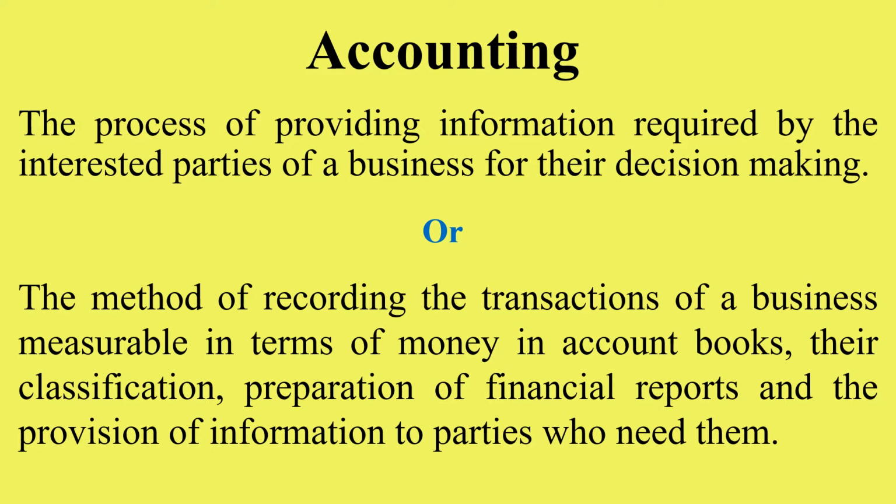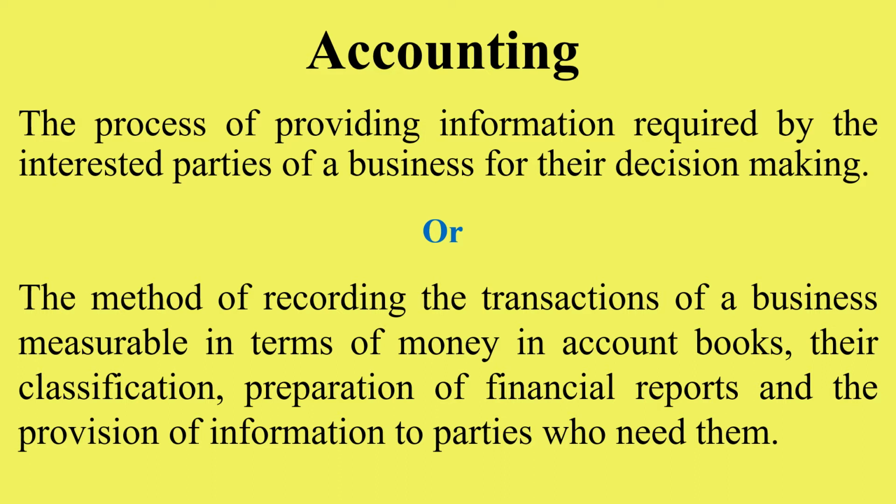Simply, it is the process of providing information required by the interested parties of a business for their decision making. Like I explained in the previous chapters, there are different interested parties, or we call them stakeholders, of a business. They require several pieces of information from the business to make their decisions. So these are provided through accounting.